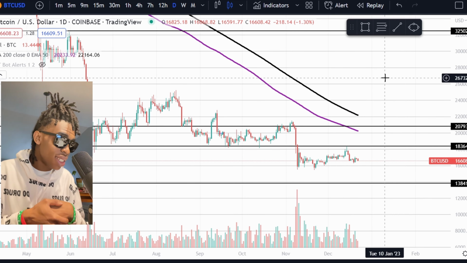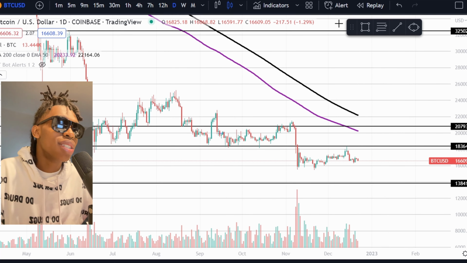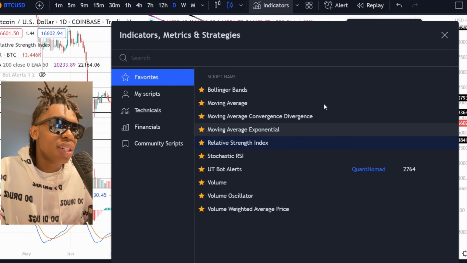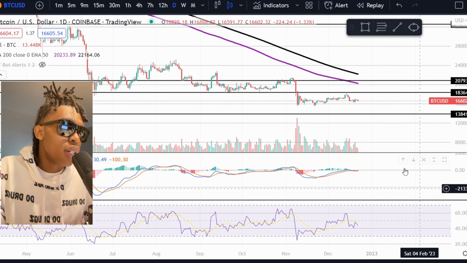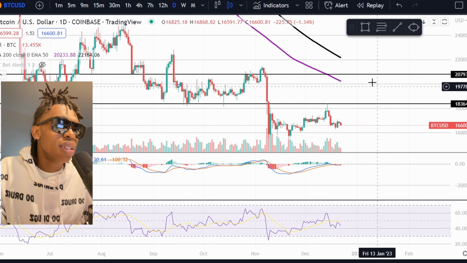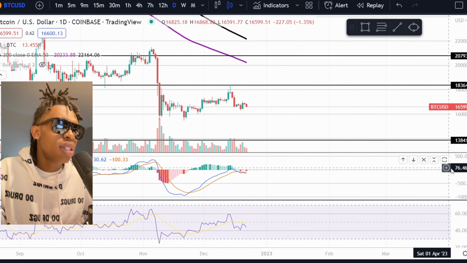All right, so then it said we should use the MACD and the RSI. Like I said, this is the day chart. Let's see if we can find anything. I don't see nothing too crazy.